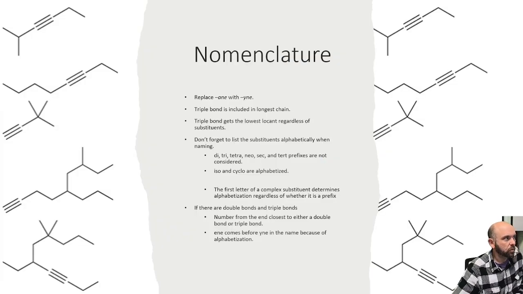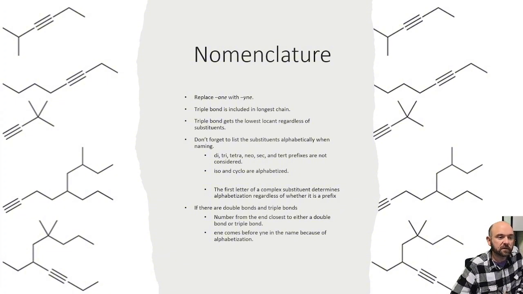On this slide, we have the rules for naming alkynes according to IUPAC nomenclature. Rule number one, much like we saw with the alkenes, is that we replace the -ane ending with the -yne ending. If there is a triple bond present, we always make sure to include it in the longest chain. The triple bond gets the lowest locant regardless of the substituent. As with double bonds, a lot of times triple bonds can make naming easier because it makes it easy to pick which end of the carbon chain to number from. Just make sure you pick the end of the carbon chain closest to that triple bond.